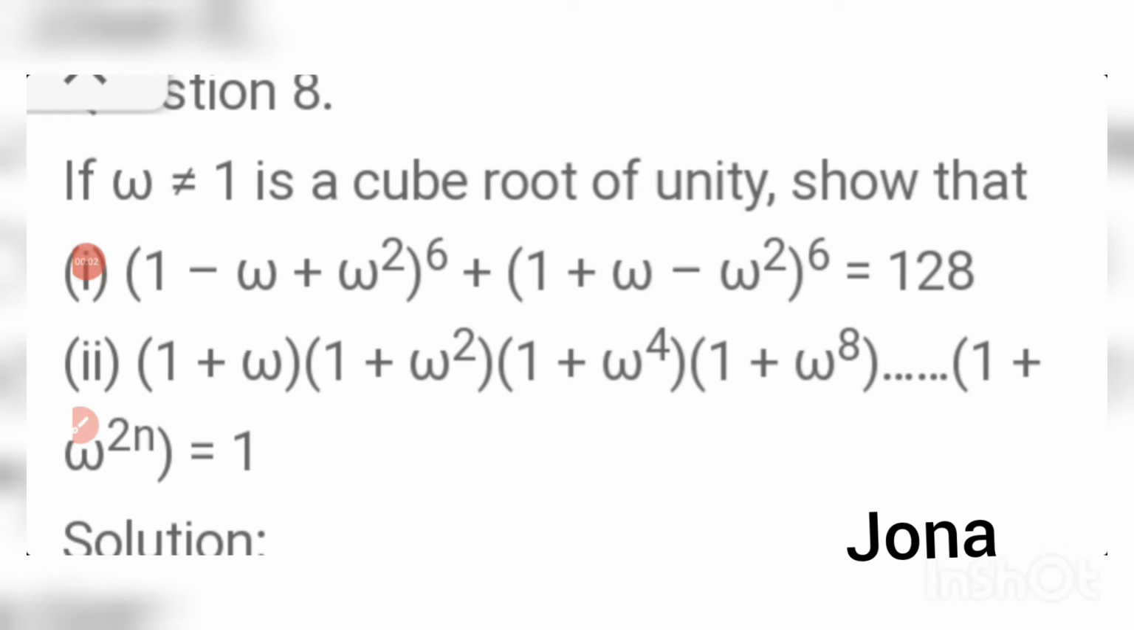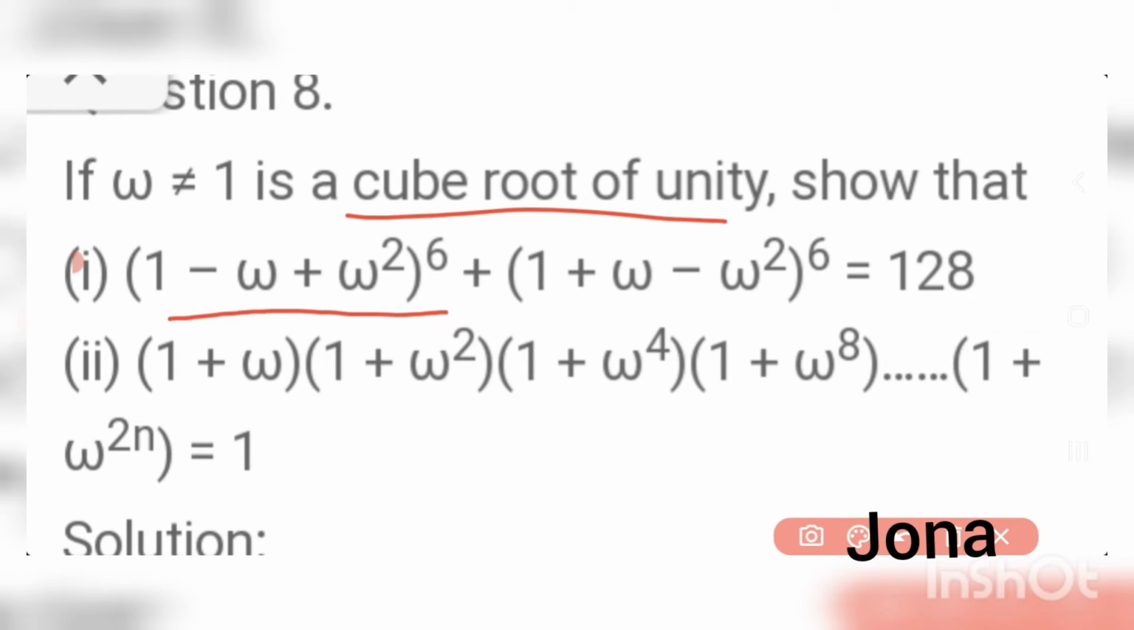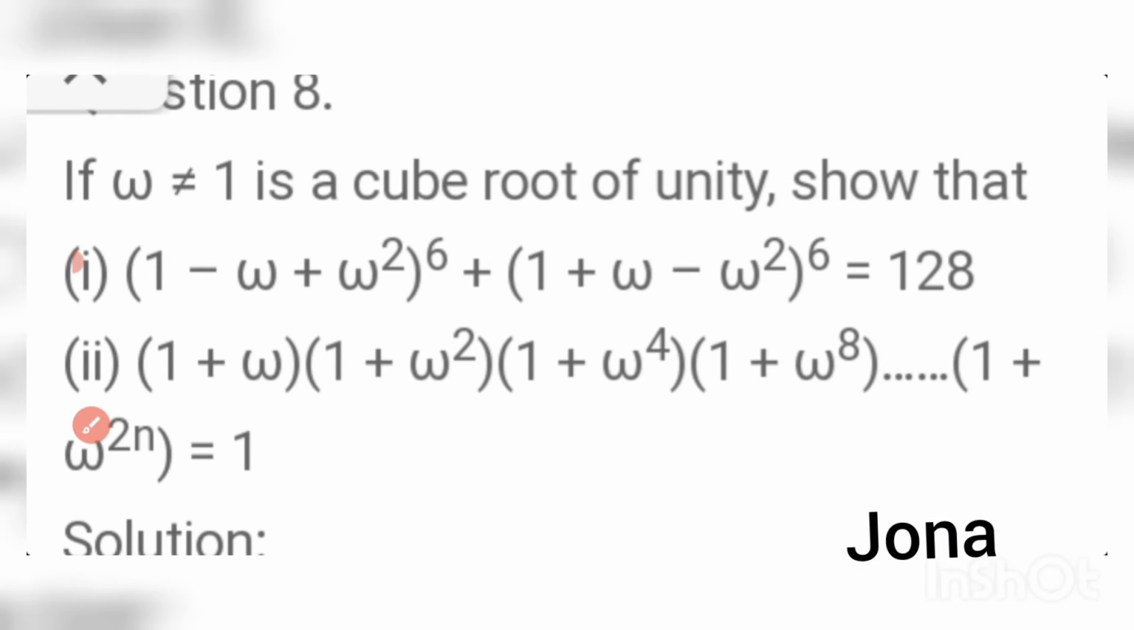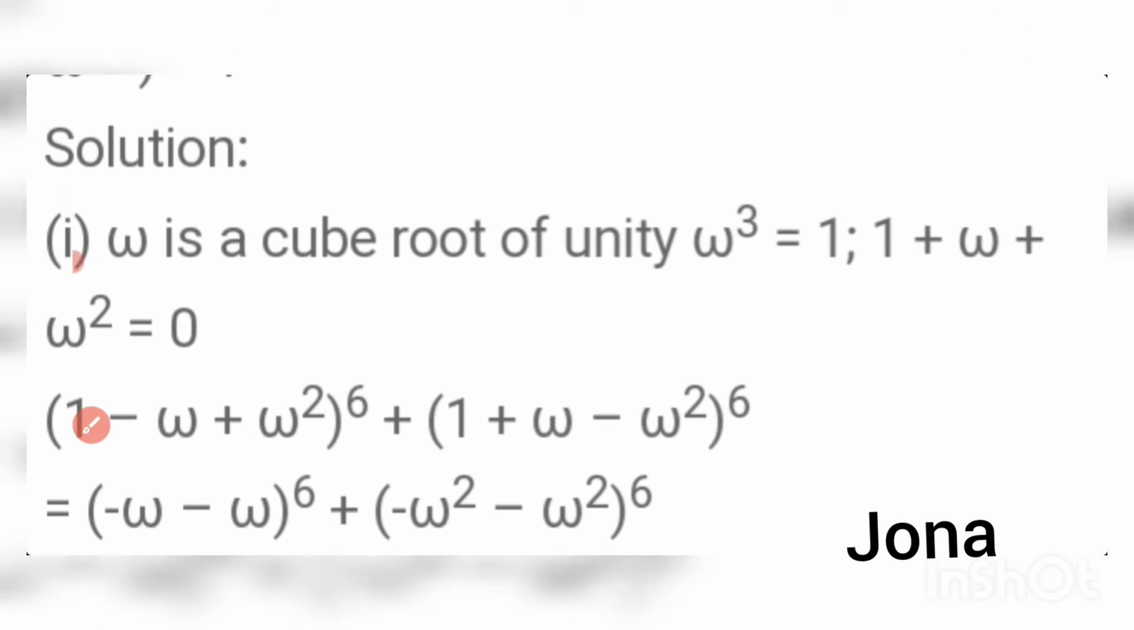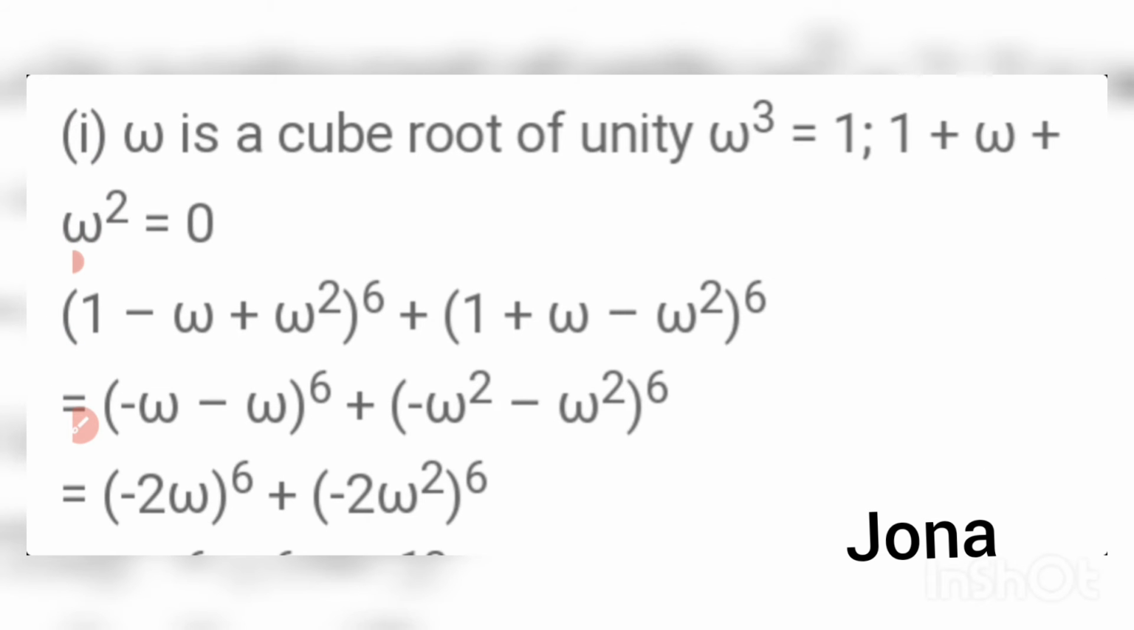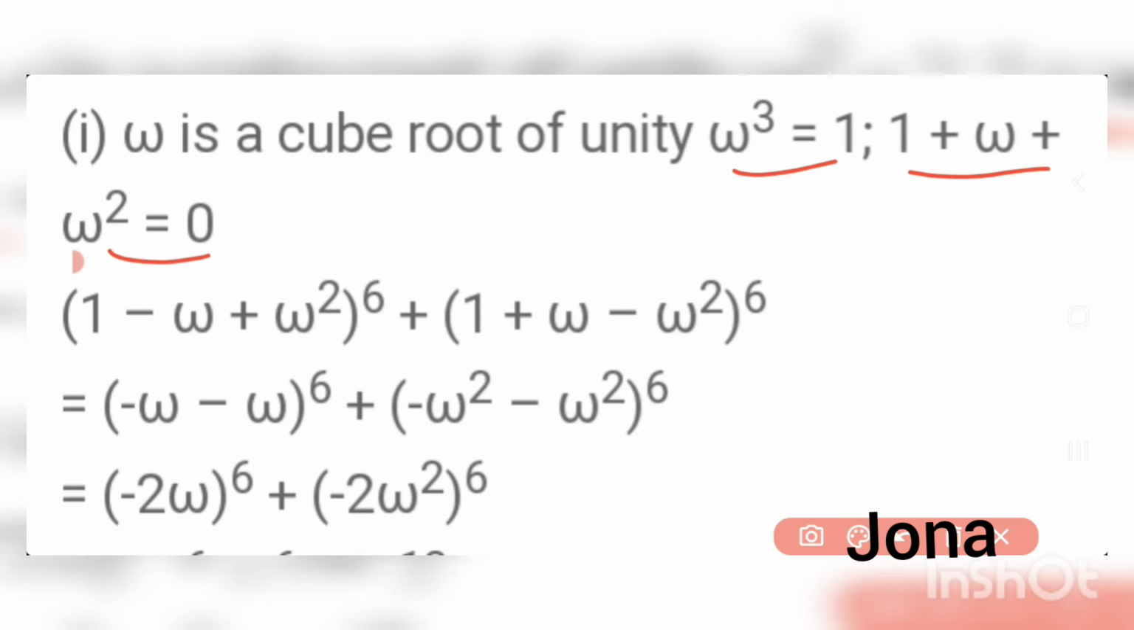Question number 8. If omega is not equal to 1 is a cube root of unity, show that (1 minus omega plus omega square) the whole power 6 plus (1 plus omega minus omega square) the whole power 6 equal to 128. Here it's clearly given that omega is the cube root of unity, so we can take the result as omega cube equal to 1. For the first solution we can take omega as a cube root of unity, omega cube equal to 1. And one more thing, 1 plus omega plus omega square equal to 0.